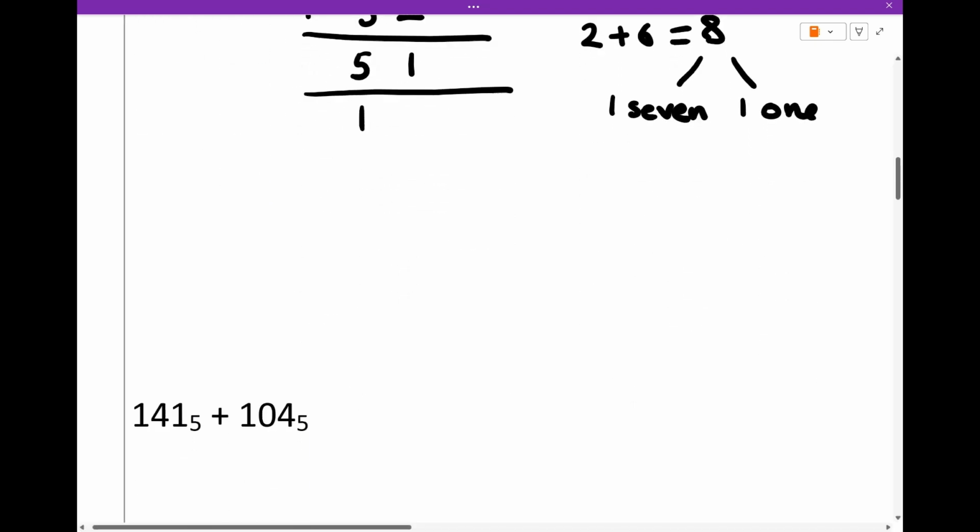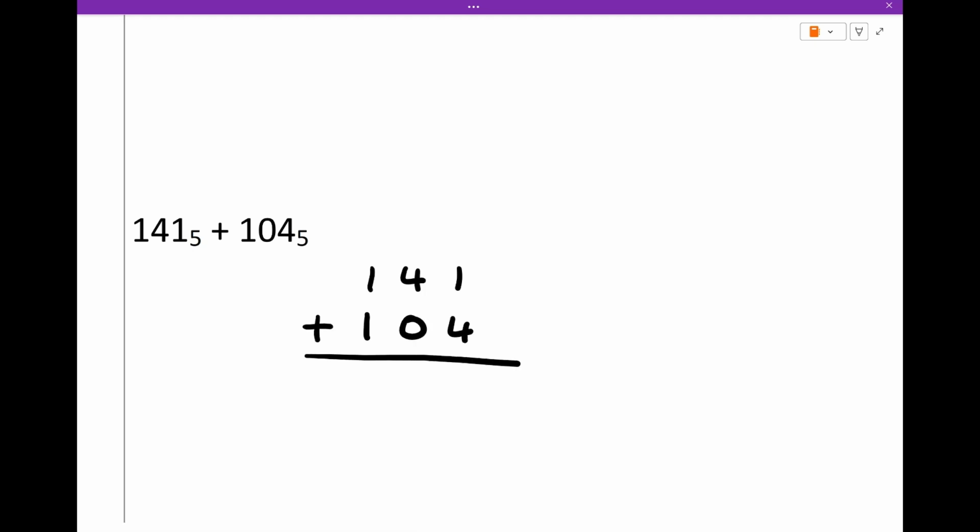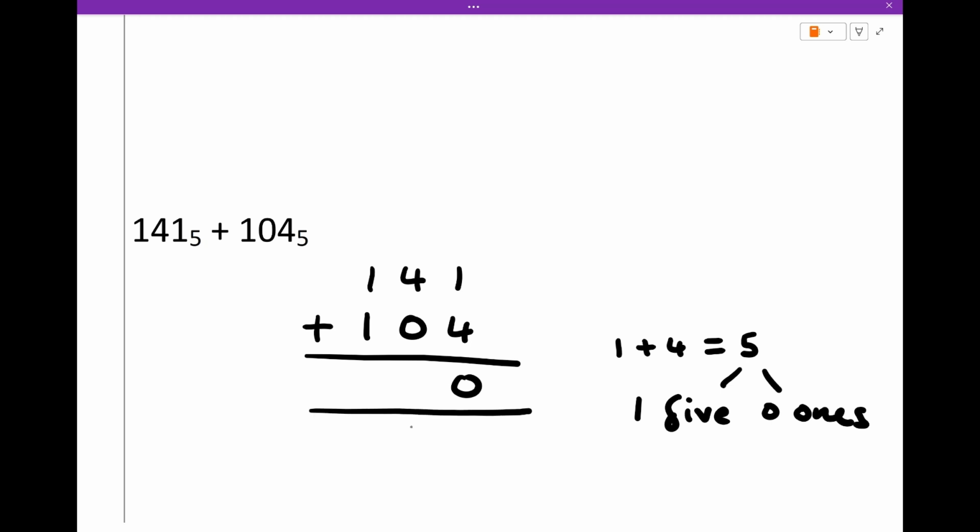Okay, let's look at one more addition. We've got some 3-digit numbers. We're working in base 5, so once we get 5 or above, that's when we're going to start carrying. So let's set up our addition. We have our 1 one plus our 4 ones, which gives me 5 ones. However, that's 5 or above, so we can exchange the 5 ones for 1 five. And of course, then we've got 0 ones left over. So a 0 goes here, and then that 1 five we can write down there.